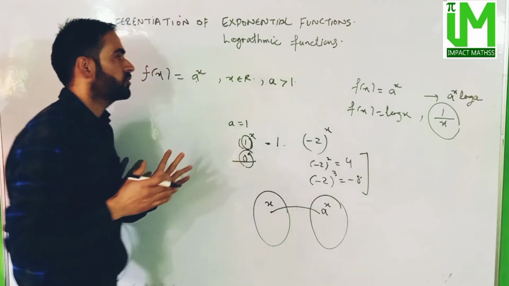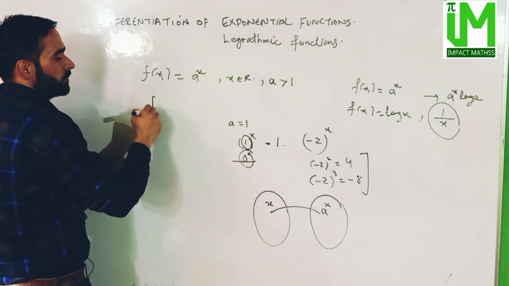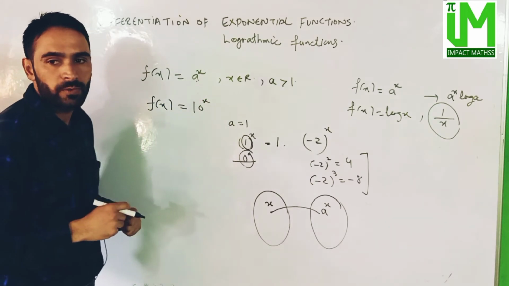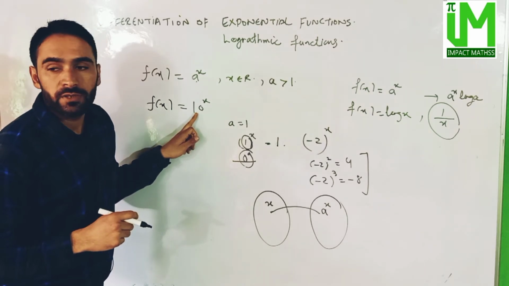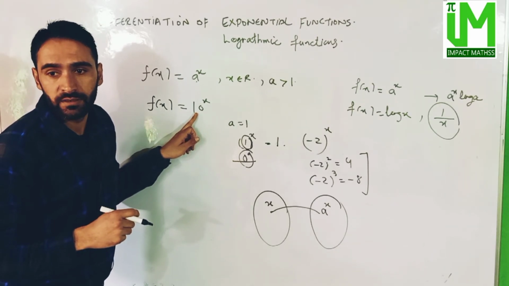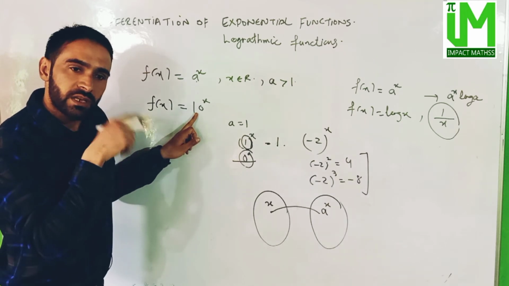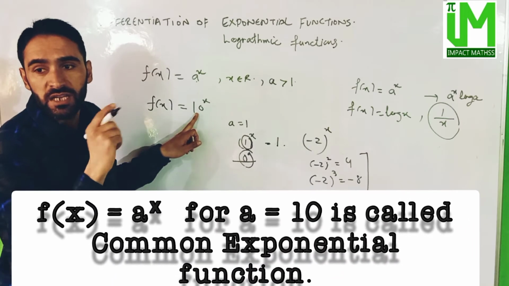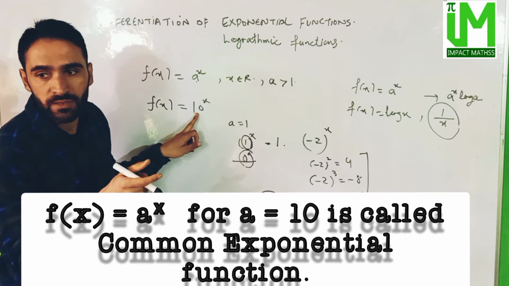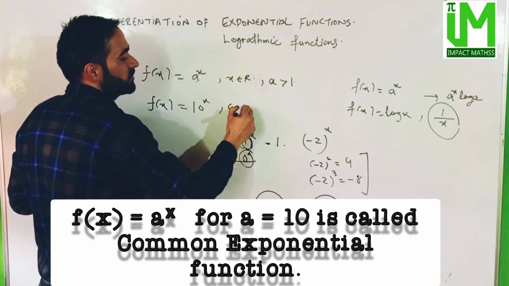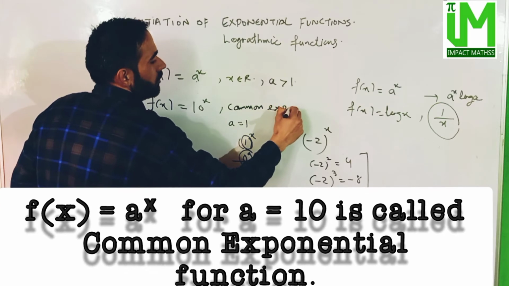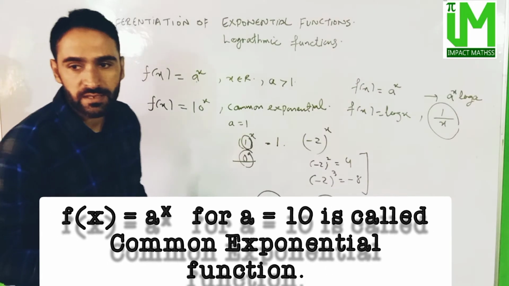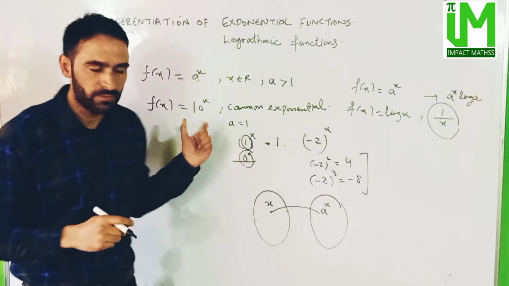Now if we graph this function, suppose the base is 10, so f of x is equal to 10 raised to power x. This is again an exponential function. Here we took the base as 10. When the base is 10, this exponential function is called the common exponential function. So the common exponential function means when we take the base as 10.